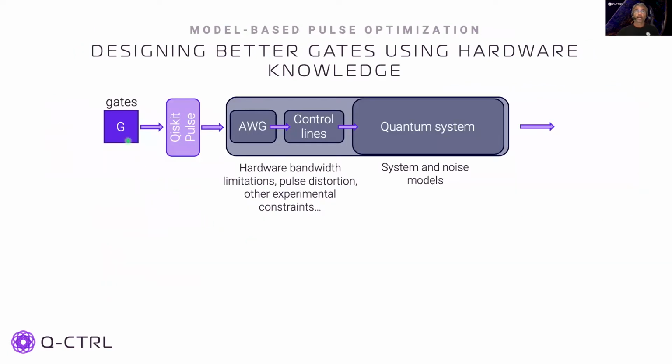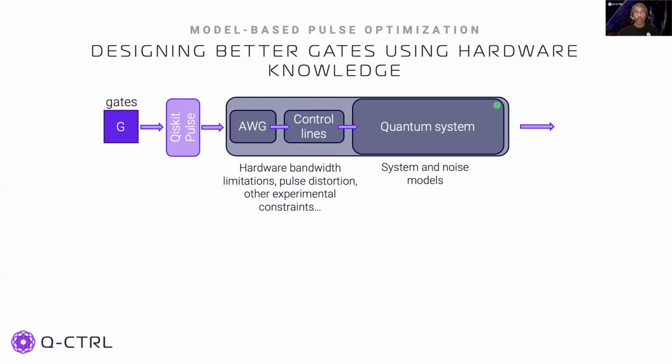Let's consider this diagram representing the different stages of the gate implementation. You pick your gate, which is represented by a given pulse. Internally, this pulse is created by the arbitrary waveform generator and will pass through control lines before finally reaching the qubit. But what do we need to know about this whole chain to design a robust pulse?